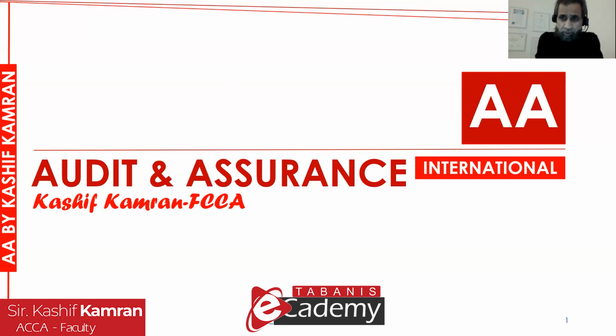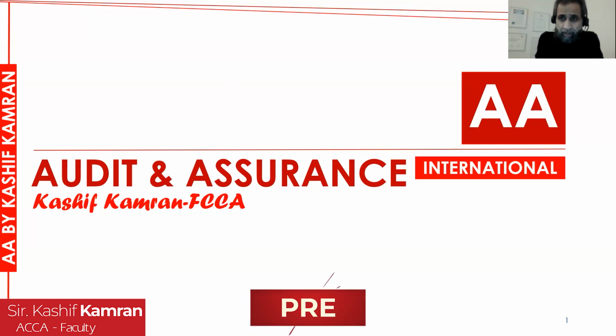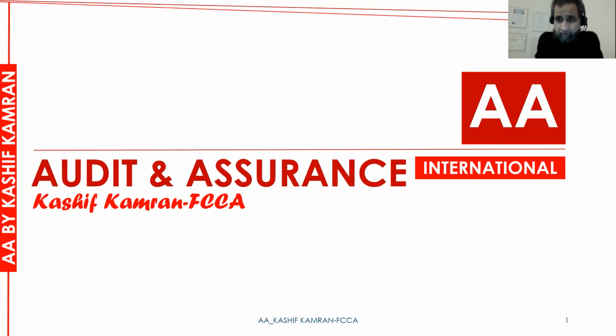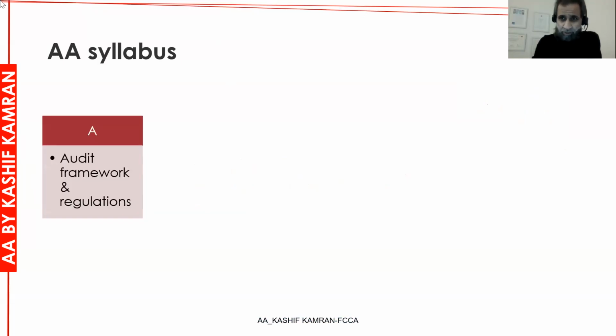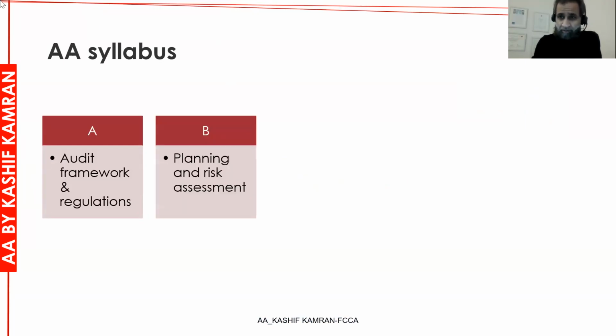Today in sequence of lectures, we are having our 17th lecture, and for the syllabus area C, which is internal controls, this will be the very first lecture. In terms of the AA syllabus, so far we have completed syllabus area A, audit frameworks and regulations, in the prior 16 lectures. We have also completed syllabus area B, planning and risk assessment, a very important area from an examination point of view.